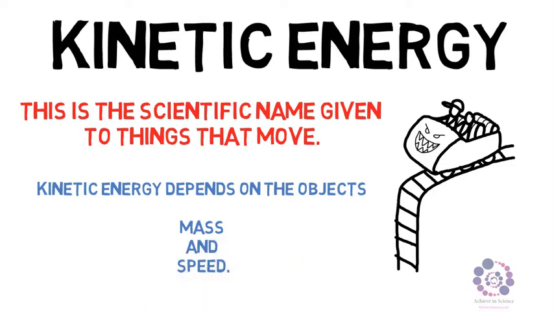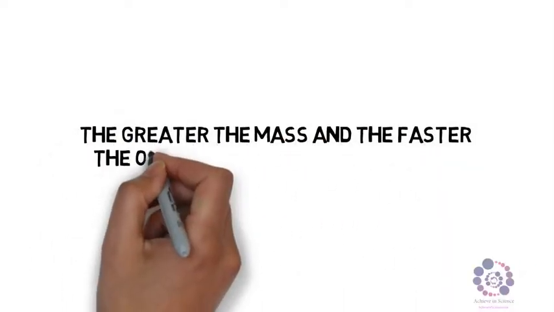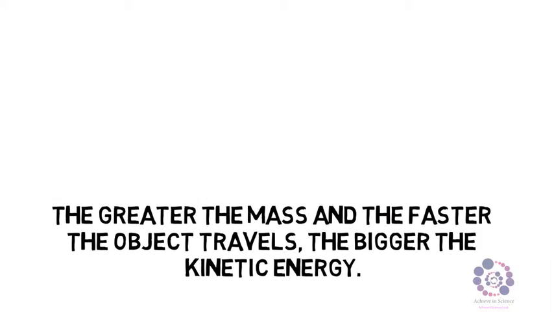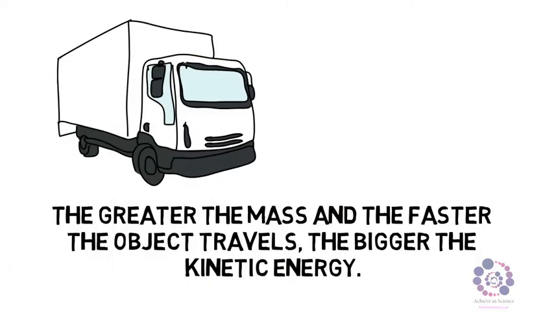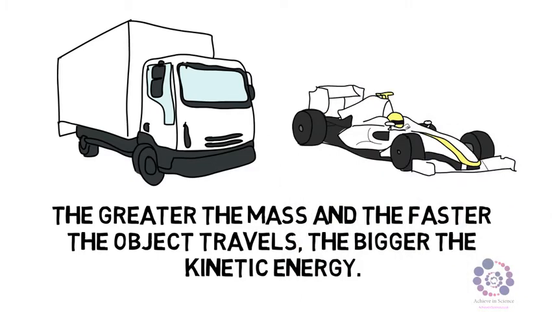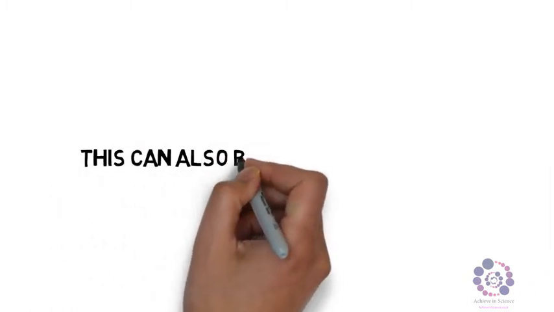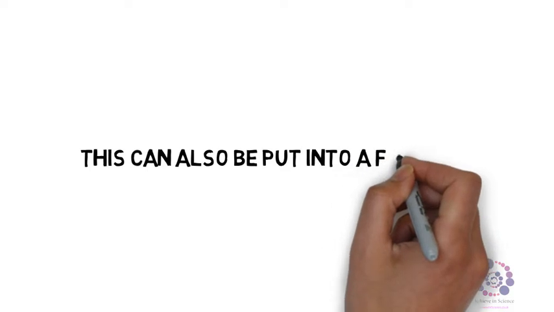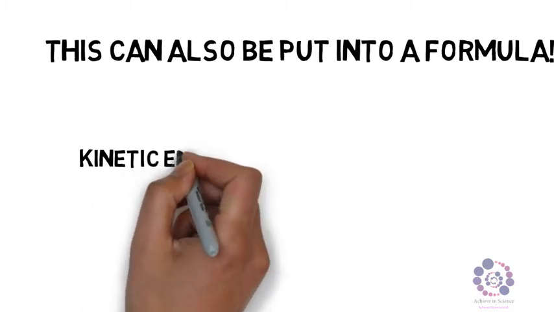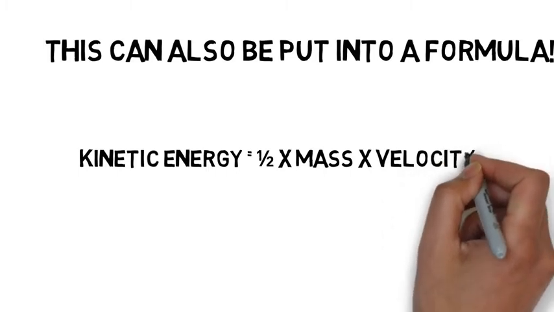So how can we make the kinetic energy bigger? Well, the greater the mass and the faster the object travels, the bigger the kinetic energy. Therefore, travelling at the same speed, a lorry would have a greater kinetic energy than a motor car because it has a greater mass. This can also be summarised in a formula where kinetic energy equals 1/2 times mass times velocity squared. Let's apply this to a question.